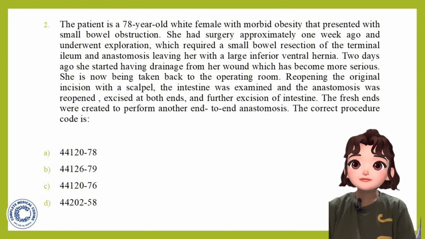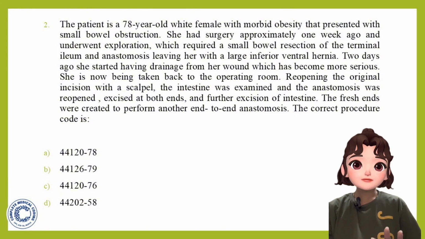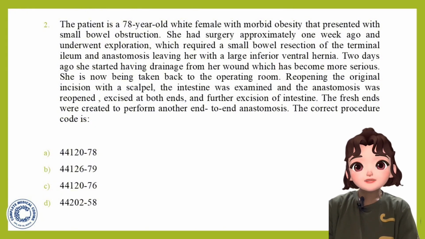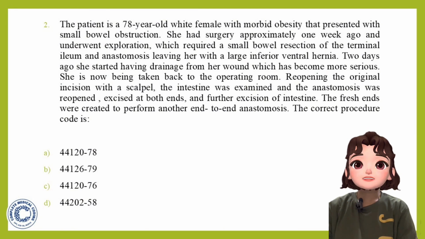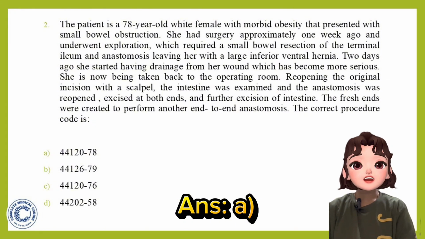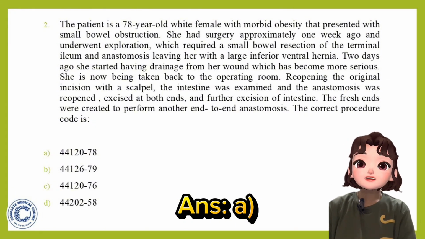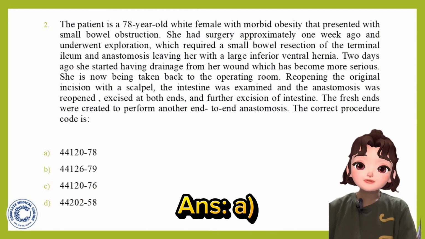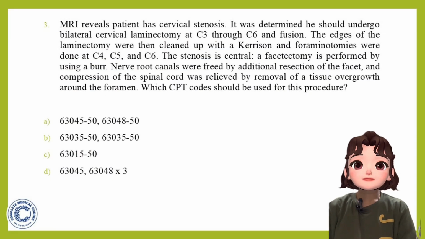Because in the question it is clearly mentioned. Second sentence, she had surgery approximately 1 week ago and underwent exploration. And then 2 days ago she started having drainage from her wound. So she came back for the operation. So the correct modifier here is 78. So the answer here is option A, 44120, enterectomy for a small section of small intestine, appended with a modifier 78 for the unplanned return to the operating room. Okay. Third question.